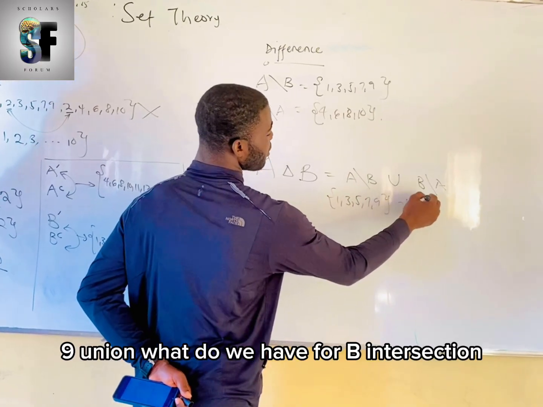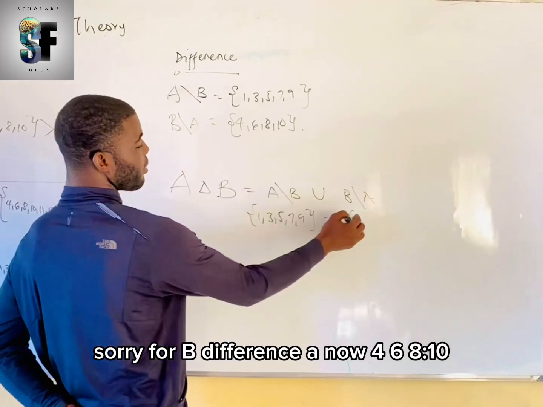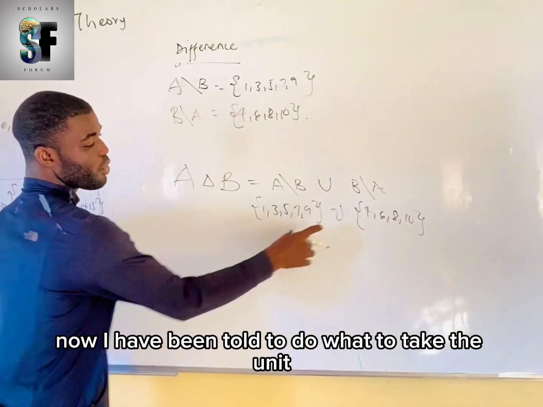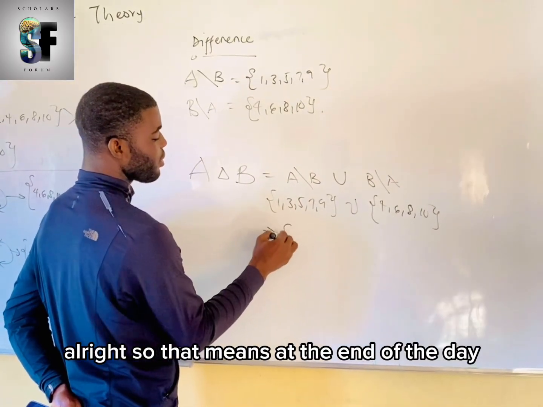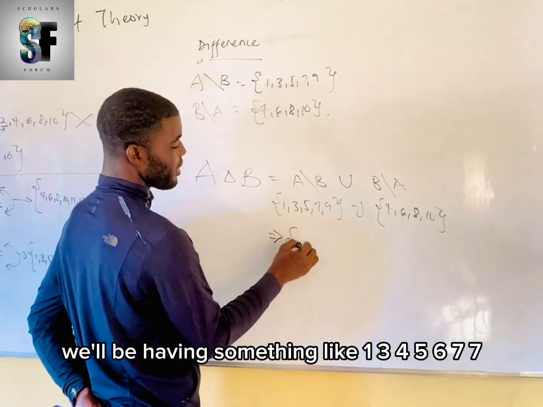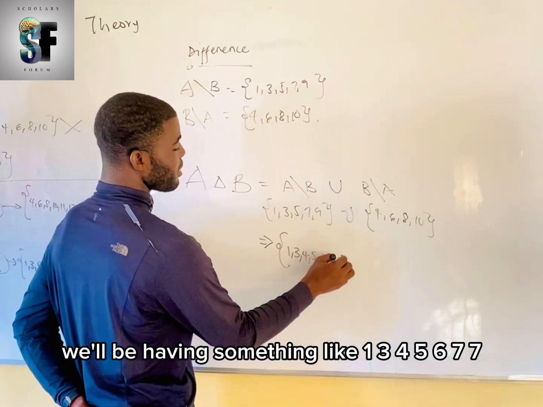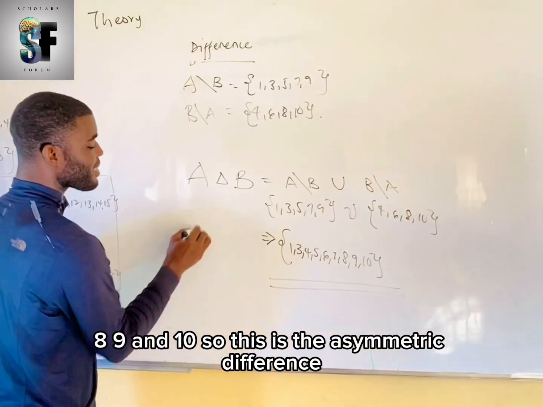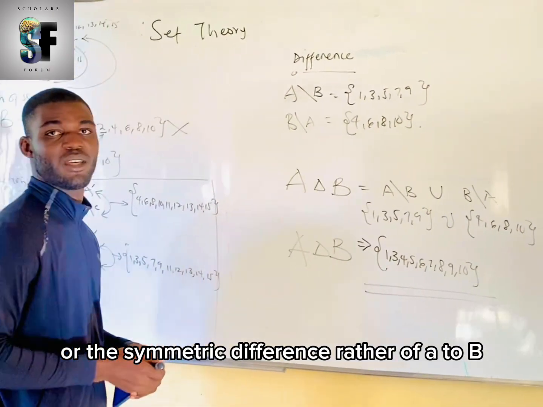1, 3, 5, 7, 9. Union, what do we have for B difference A now? 4, 6, 8, 10. Now I have been told to do what? Take the union on both sides. Alright? So that means at the end of the day, we'll be having something like 1, 3, 4, 5, 6, 7, 8, 9, and 10. So this is the symmetric difference of A and B.